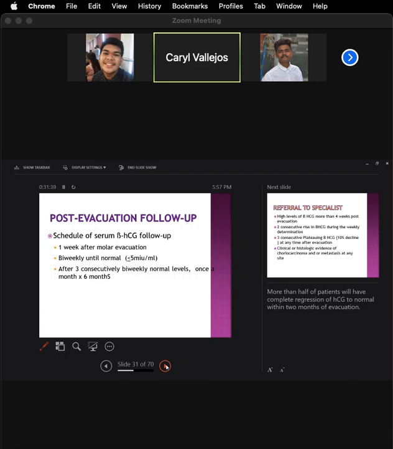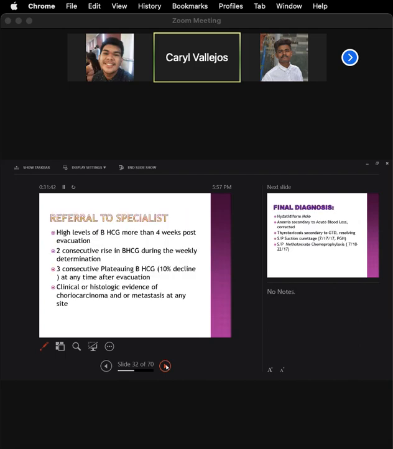So, when do you refer to the trophoblastic specialist? If there are high levels of beta hCG more than 4 weeks post-evacuation, and if there are 2 consecutive rises in beta hCG during the weekly determination, and 3 consecutive plateaus, that is, less than a 10% decline at any time after evacuation. So what you should remember is 2 rises, 3 plateaus. Also, a clinical or histologic evidence of choriocarcinoma or any metastasis at any site.